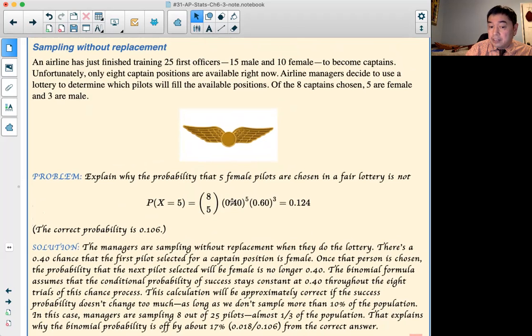And the definition of success is choosing a female. That's 5. And the definition of failure is choosing a male. That's the complement of 40%, so it's going to be 60%. So if 5 positions are female, the leftover is 3 male, right? So the exponent is 3, and the exponent is 5 for the success. That's 12.4%. Just remember this.